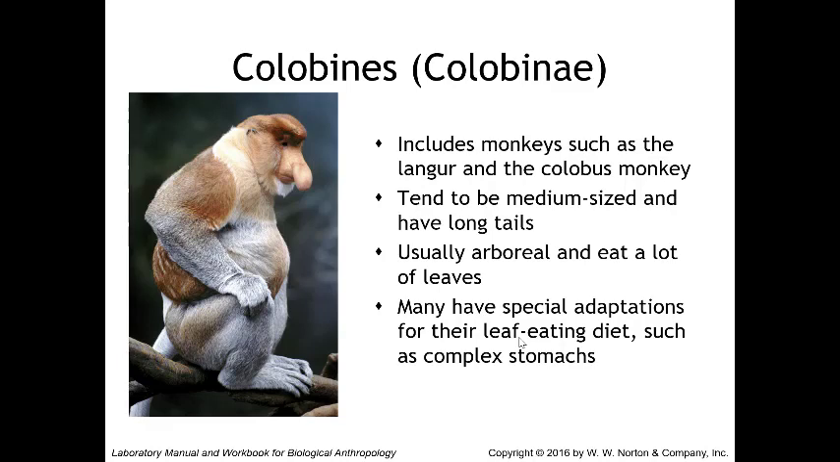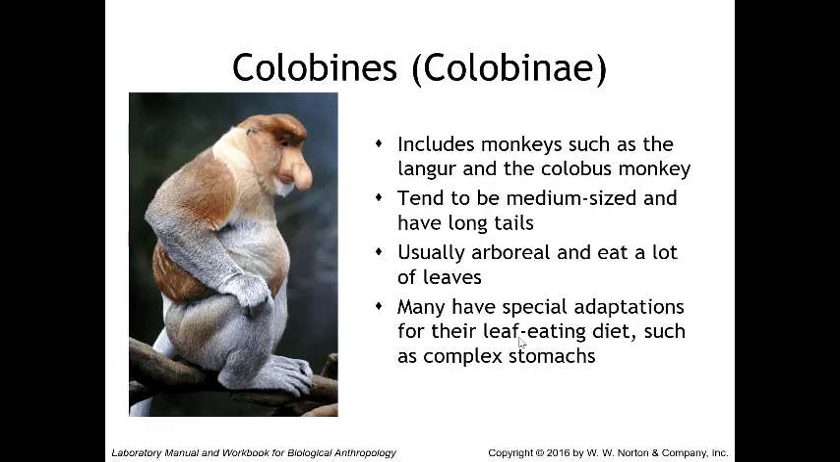Colobines tend to be medium-sized. They have long tails. Again, they have long tails, but they are not prehensile, right? They cannot be used for grasping. Usually our Colobines are arboreal and they eat a lot of leaves. Many have special adaptations for their leaf-eating diet, such as a complex stomach.